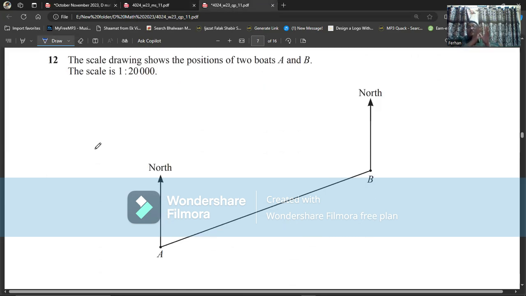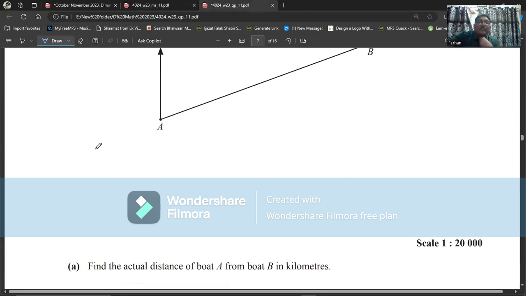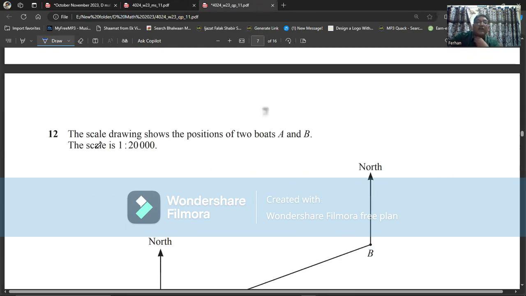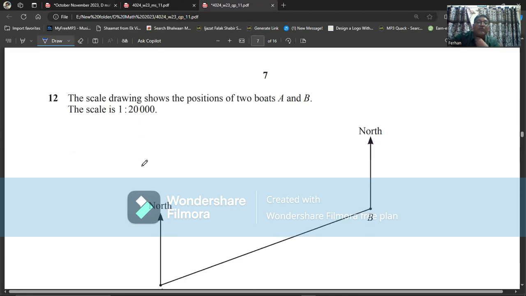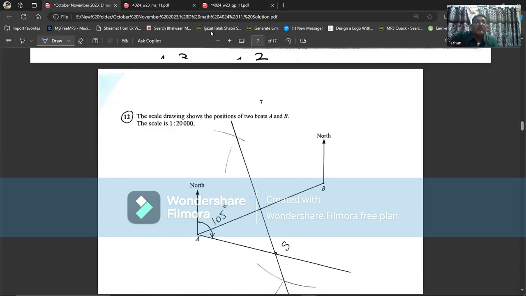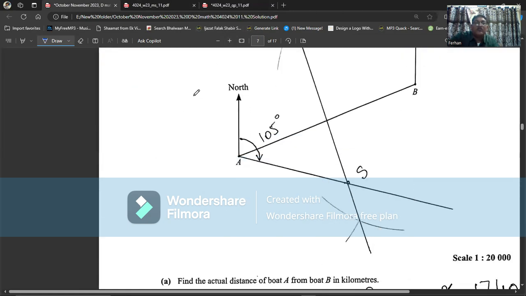Question number 12. The scale drawing shows the positions of two boats, A and B. The scale is 1 ratio 20,000. The first question is: find the actual distance of boat A from boat B in kilometers. Here 1 centimeter represents 20,000 centimeters. Because it's a scale diagram, I will measure the length AB with the help of a scale, a straight edge or a ruler. Let me show you.